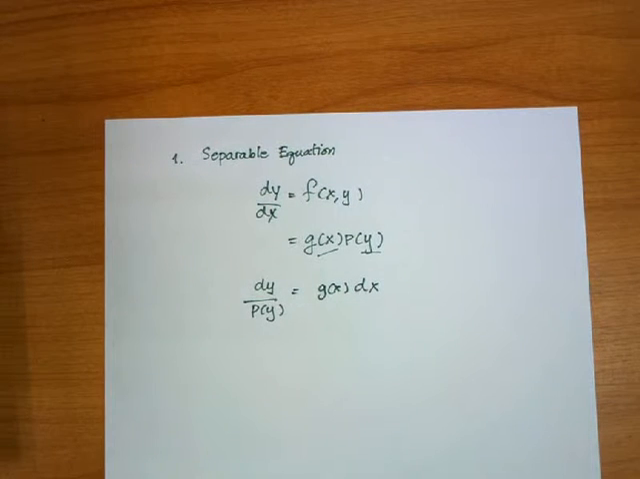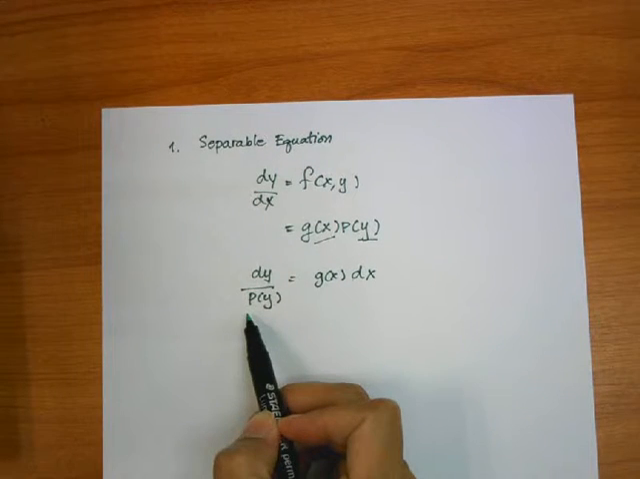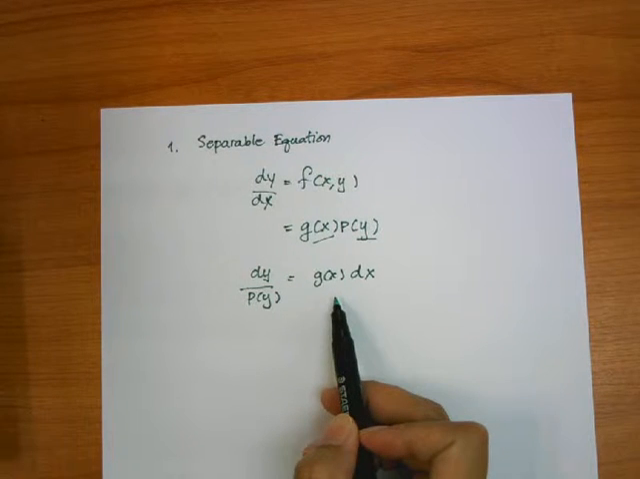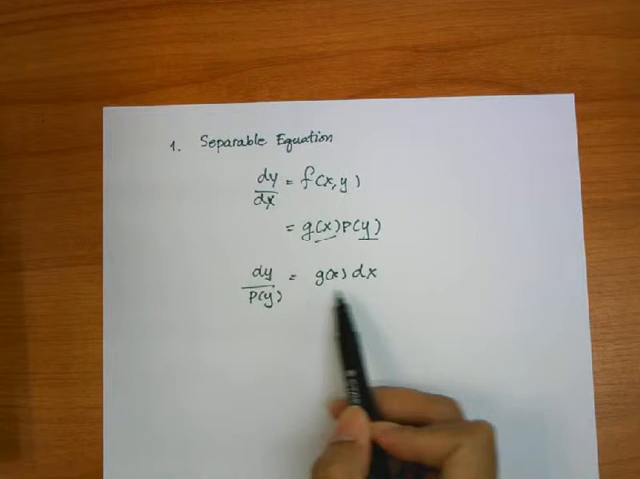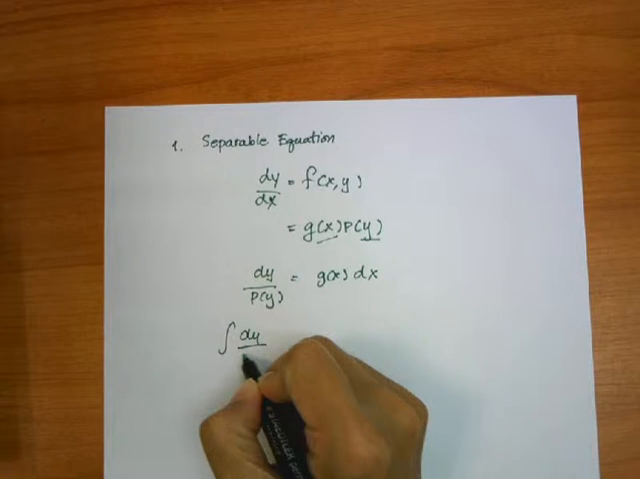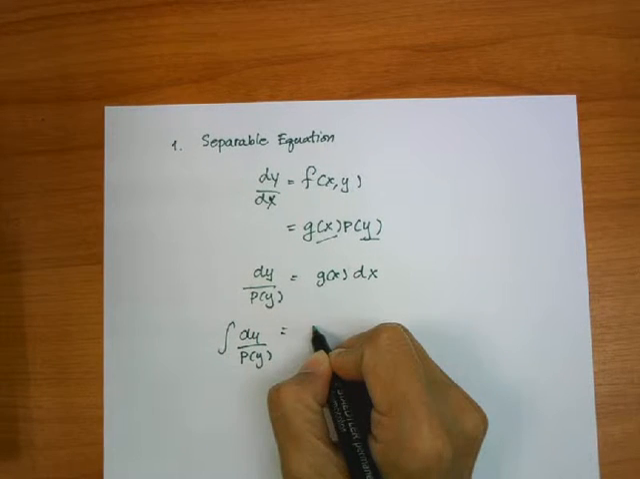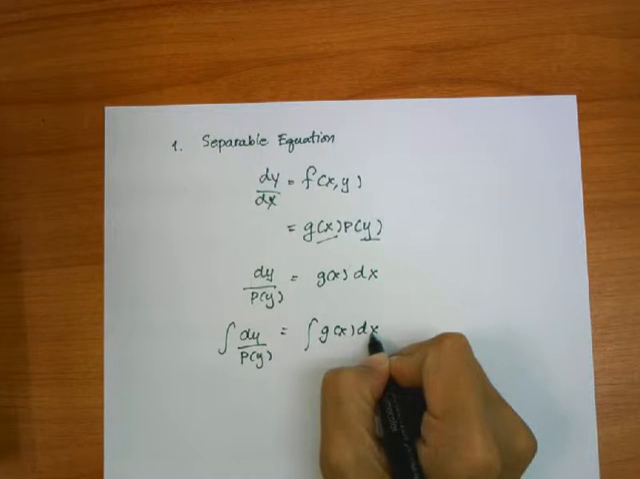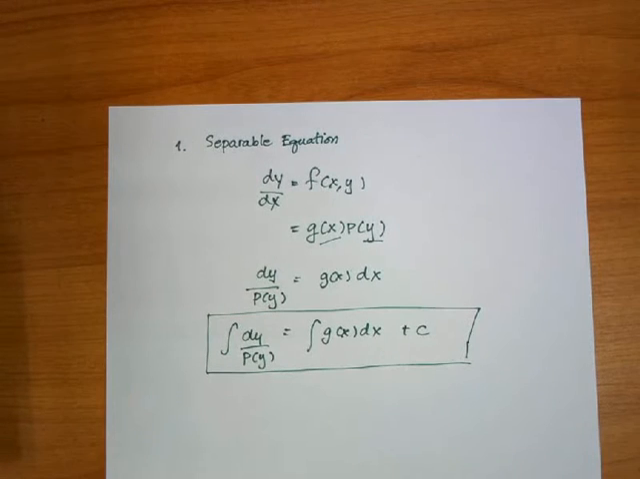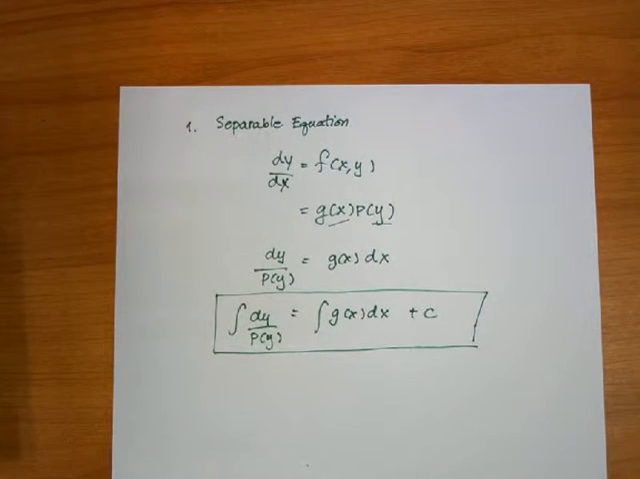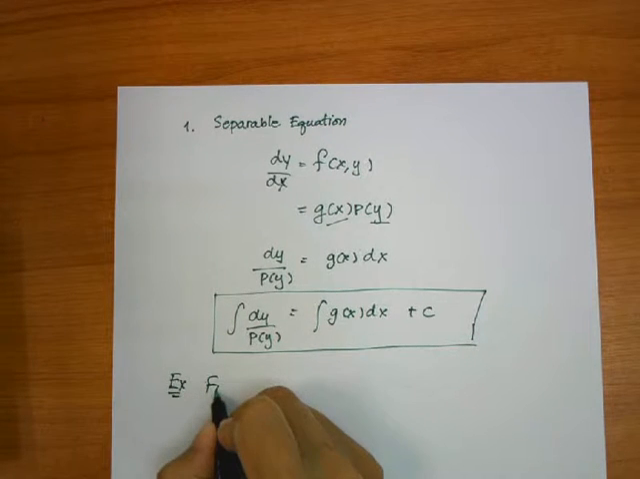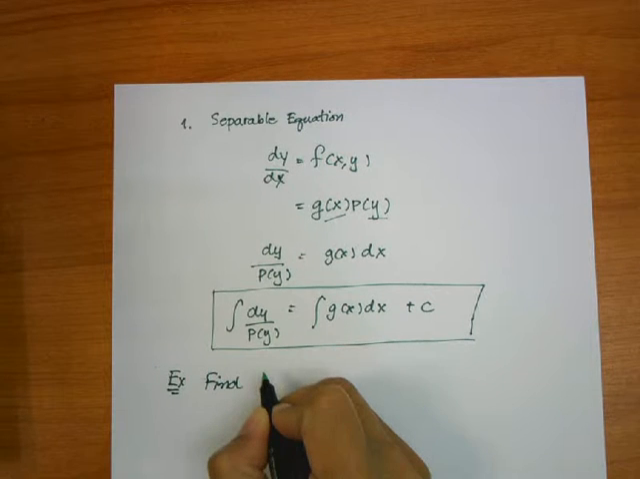From this, your left-hand side is a function of y only, and your right-hand side is a function of x only. So in this case, you can do the integral right away. Okay, just put the integral there. That would be the answer. Let's take a look at the example.